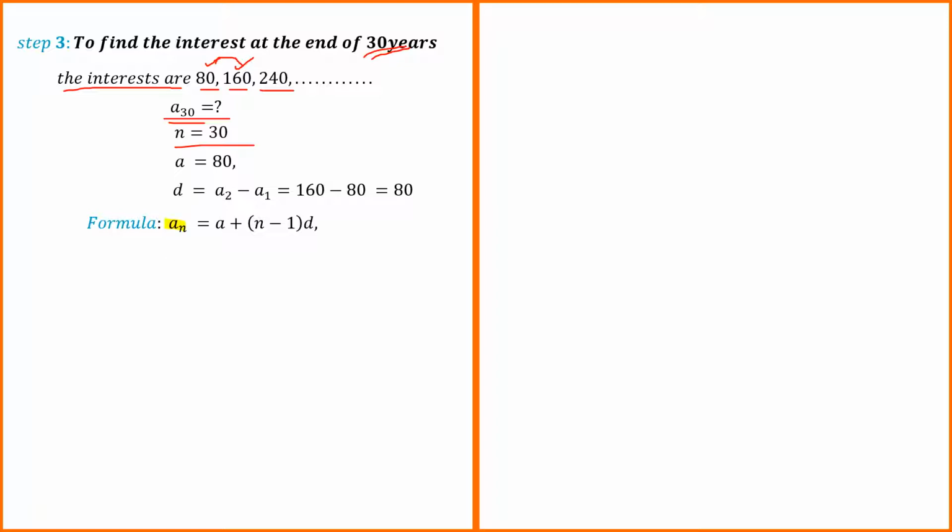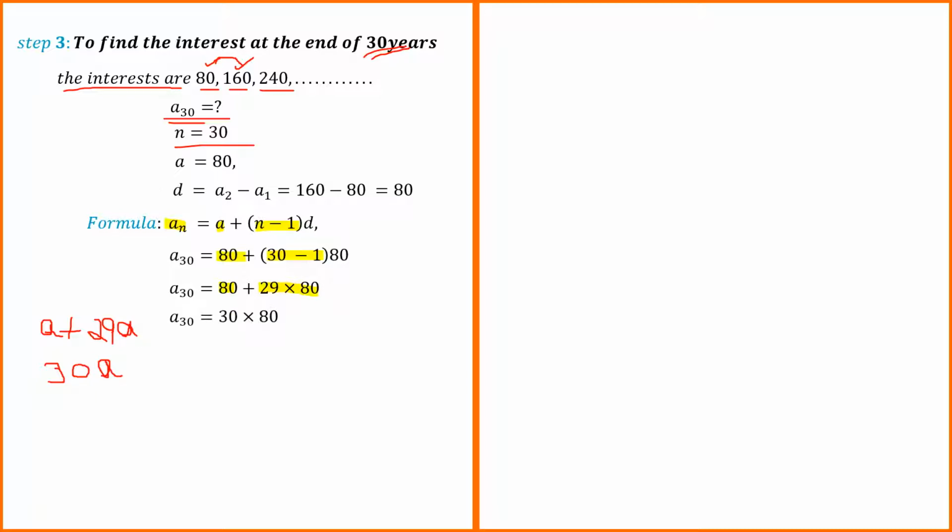Yes, AN means A30. A is 80, N minus 1 is 30 minus 1, into D, it's going to be 29 into 80. Let me use a bit of algebra over here. I consider 80 to be A, so it's A plus 29A. So I can just write it as 30A. A is nothing but 80, so 30A.